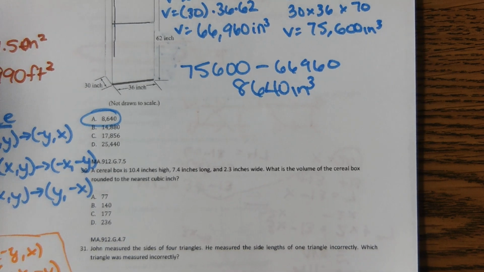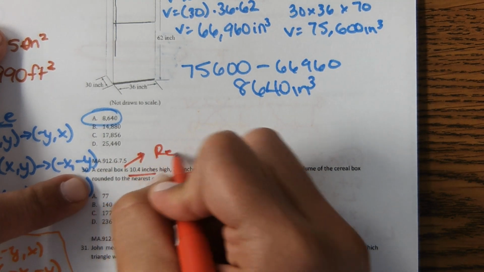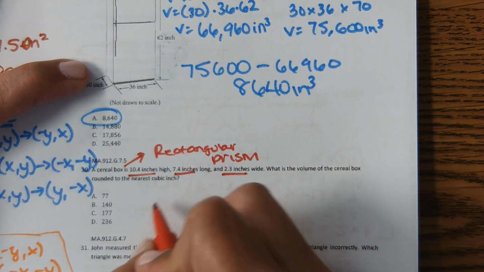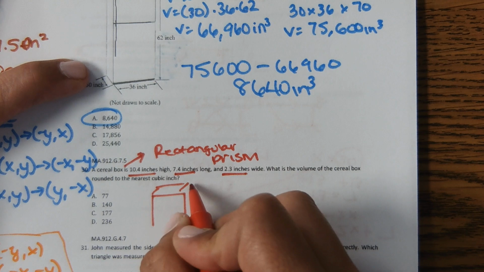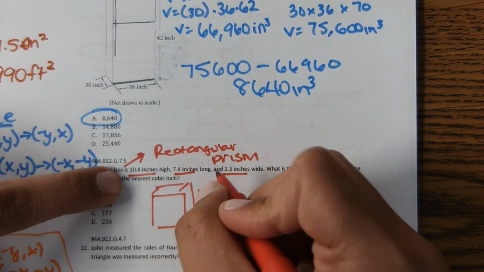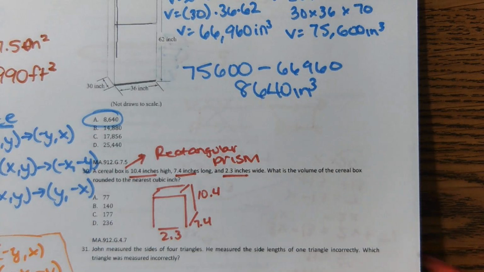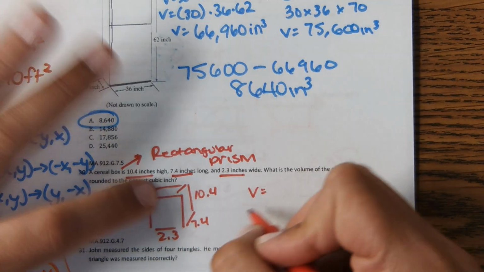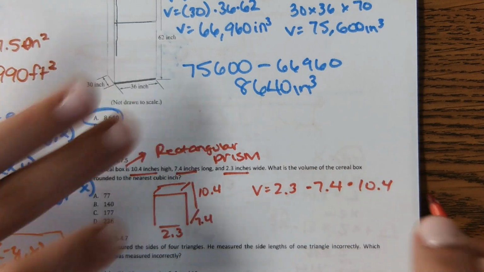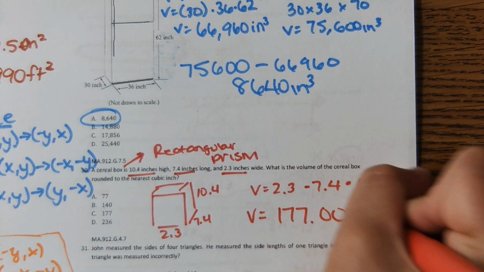Okay. The next one, it says a cereal box is these dimensions. A cereal box would be a rectangular prism, kind of like the refrigerator. Picture a cereal box. It's like this, right? So it's saying that the cereal box is 10.4 inches high, 7.4 inches long, and 2.3 inches wide. I may have labeled the wrong points, but the volume is just length times width times height. So it's just 2.3 times 7.4 times 10.4. Multiply the three numbers and we get volume equals 177.008 inches cubed.